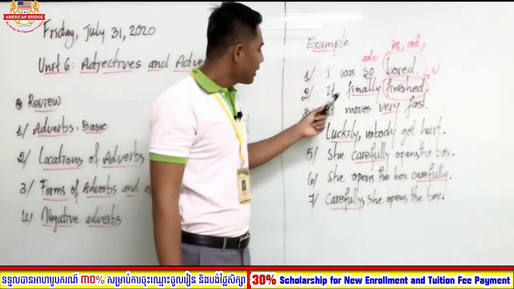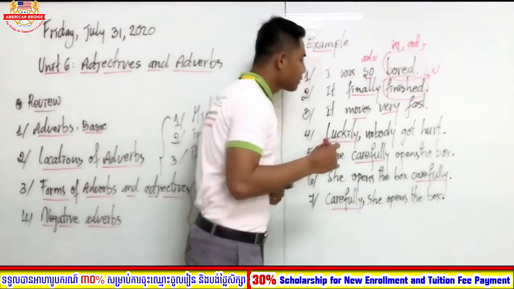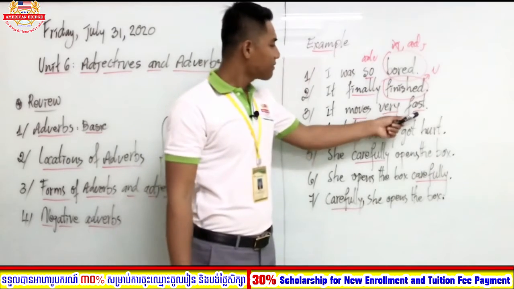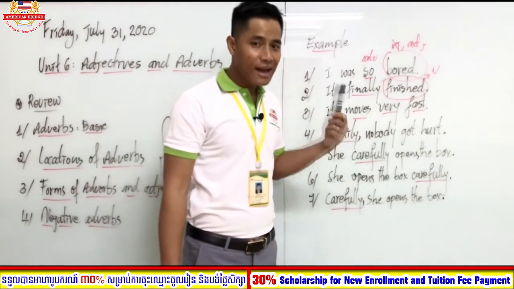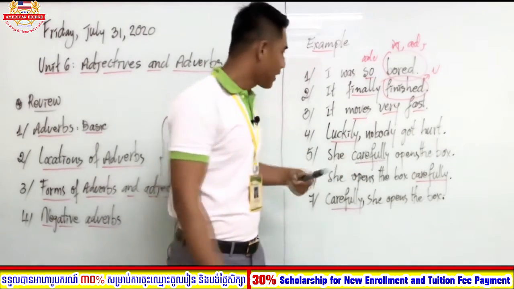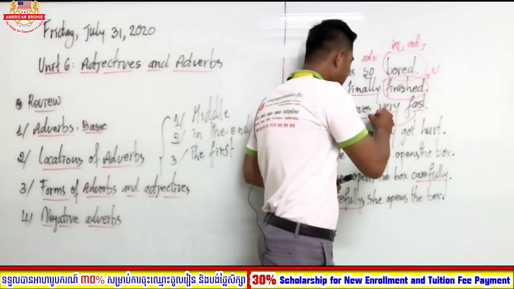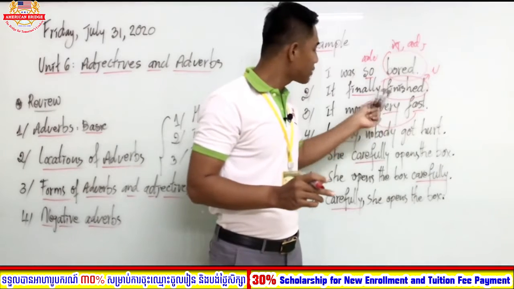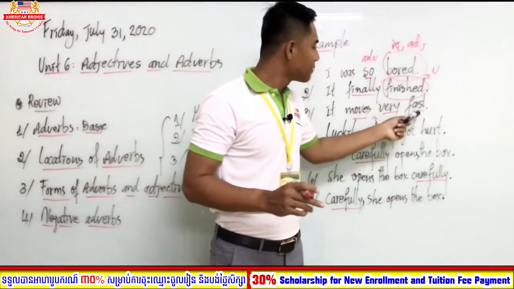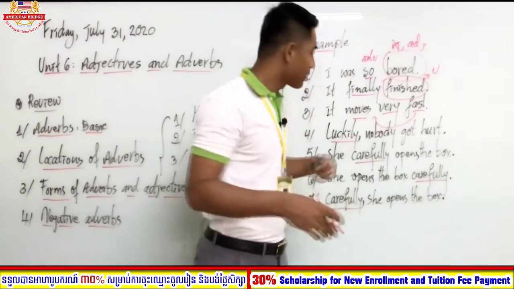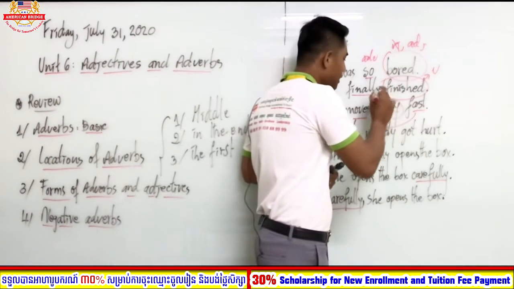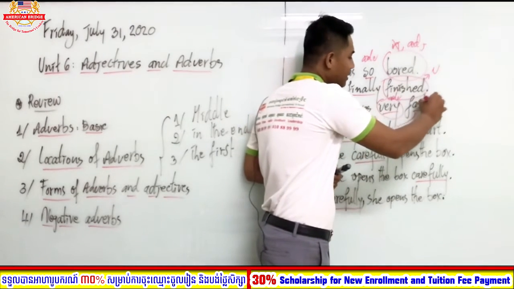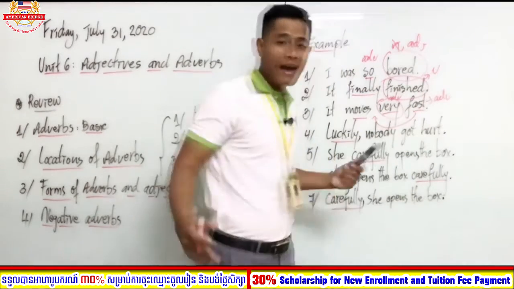Number 3, it moves very fast. Look at fast here. Does it function as an adjective or an adverb? Very fast is an adverb. Move what? Move fast. We use an adverb to make the verb stronger than before. So very is an adverb, and fast is an adverb as well.